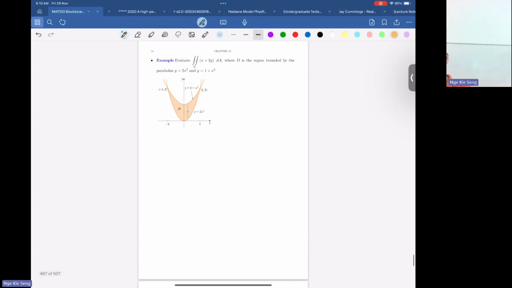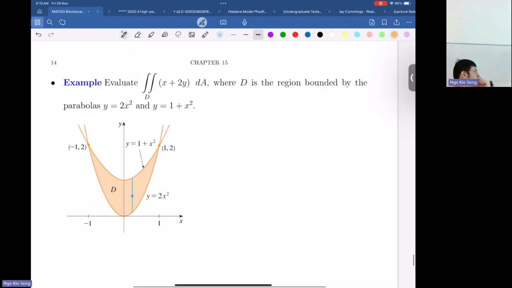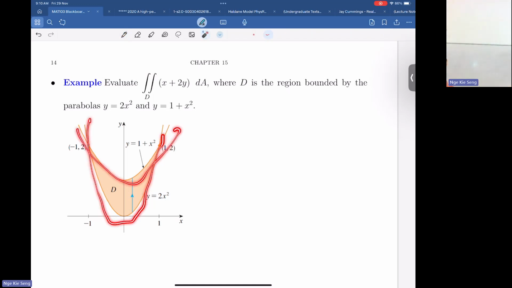So let's look at this example. Let's try to integrate x plus 2y. So x plus 2y is a function of two variables here, so it defines a surface in R3. Where's your integration domain here? This integration domain is bounded by two curves. What are the two curves? One is y equals 2x squared, and the other is y equals 1 plus x squared. If you plot these two curves, they will bound a region like this, the shaded region like this.